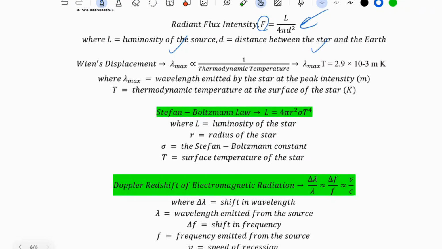Then we have Wien's displacement. It's a relationship where lambda max, which is your maximum wavelength, is directly proportional to 1 over thermodynamic temperature. The experimental value of this constant is given as this one. This one is related to a star. So maximum lambda is basically the wavelength emitted by the star at the peak intensity. So it's the peak, so we call it maximum. And thermodynamic temperature is the temperature at the surface of the star.